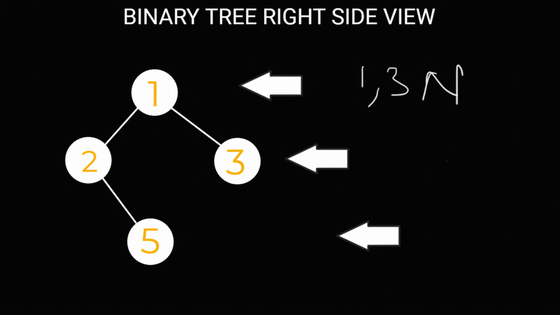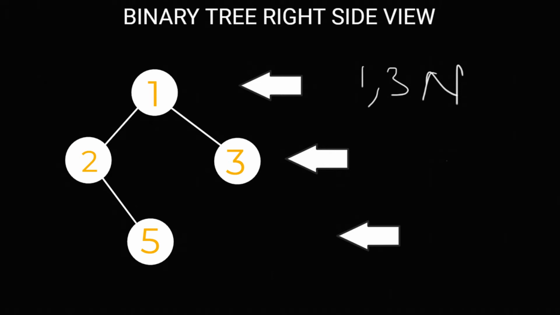So the first level is 1, the rightmost node is 1. The second level is the level with 2 and 3, the rightmost node is 3. The third level is 5, the rightmost node is 5. So we're just going to do a level order traversal on the binary tree and then return the rightmost node at each level. So that's it. That's how you solve this question.